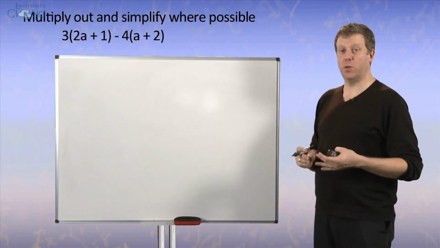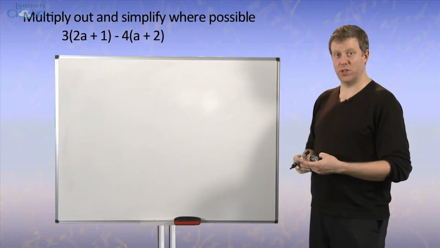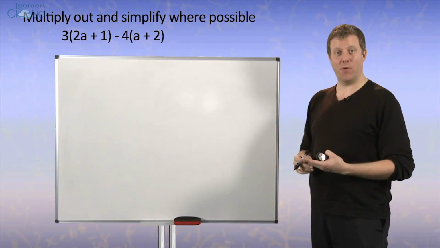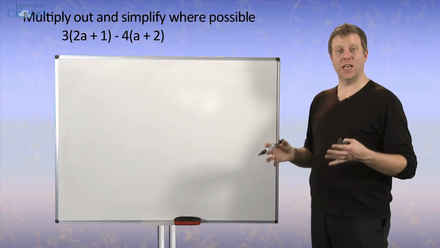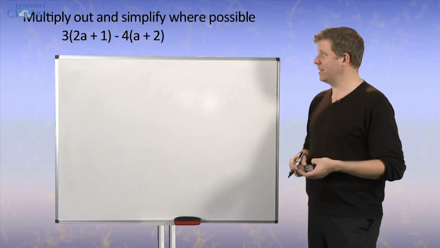Okay, so in this question, I've got two brackets that I need to multiply out. And the question does say multiply out and simplify where possible. Now, when I've multiplied out my brackets, there should be some simplification for me to do as well to get my answer in its simplest form. So let's take a look.